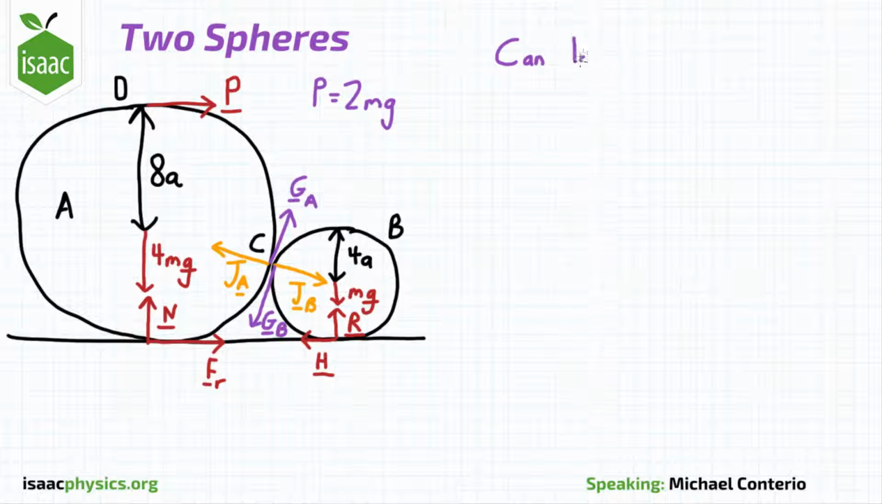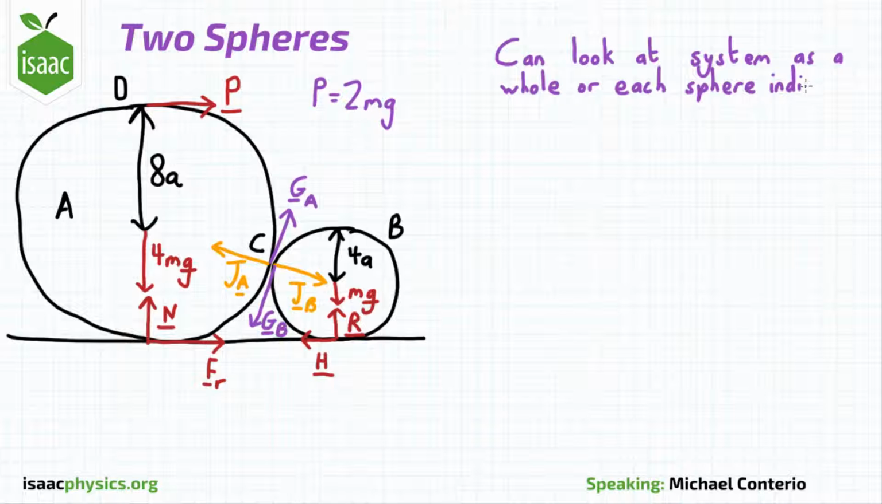In order to tackle this problem, we have to think whether we're going to look at each sphere individually or the entire system as a whole. Often you'll need to do both of these over the course of a problem. As the system is in equilibrium, we know that for any of these, the resultant force must be equal to 0, and the torque must also be equal to 0.